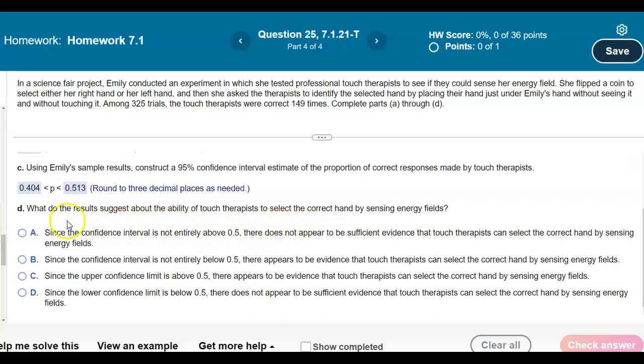Now in part D it says, what do the results suggest about the ability of touch therapists to select the correct hand by sensing energy fields? And so what we want to do is discuss the confidence interval. So we're not necessarily looking at just the upper confidence limit and the lower confidence limit. Okay, we're looking at the confidence interval. And if you look at the confidence interval, the lower limit is 0.404. Okay, and then it gets to 0.513. So this confidence interval is not entirely above 0.5.